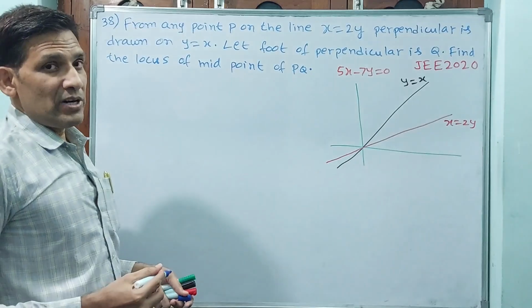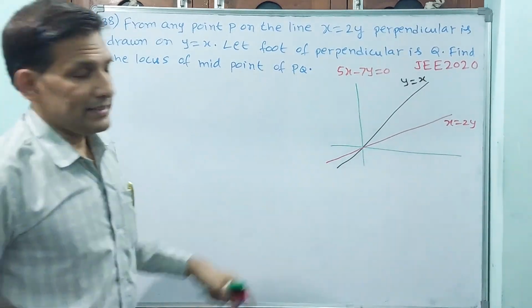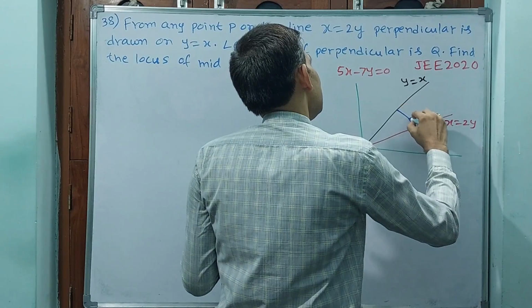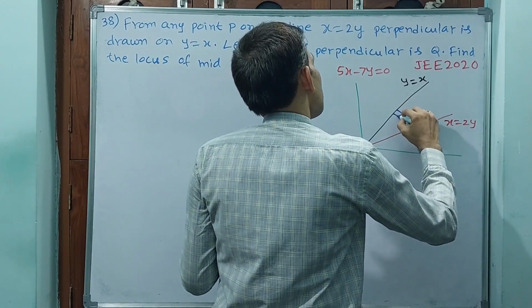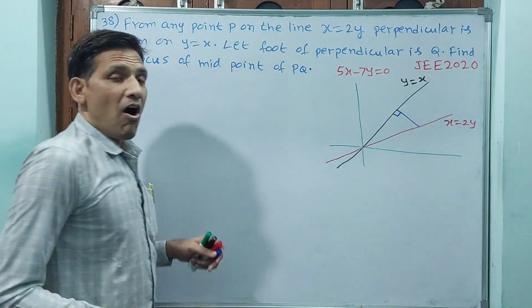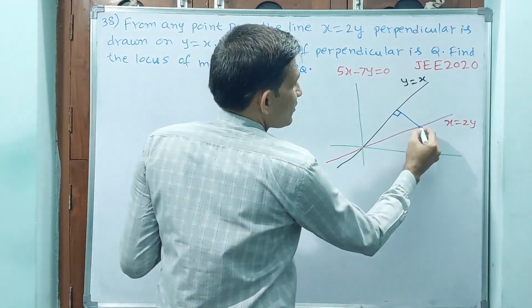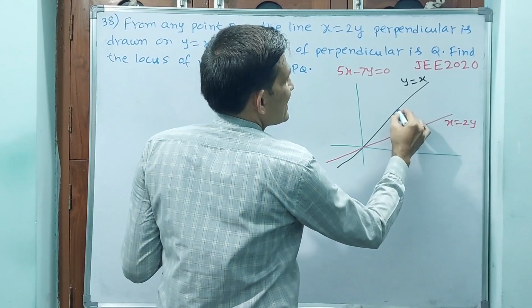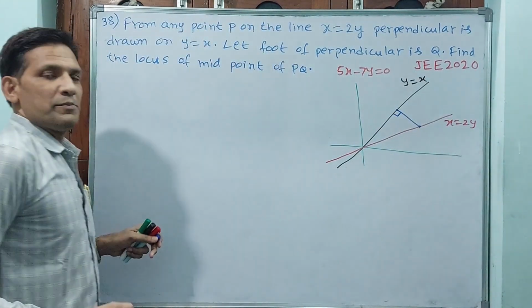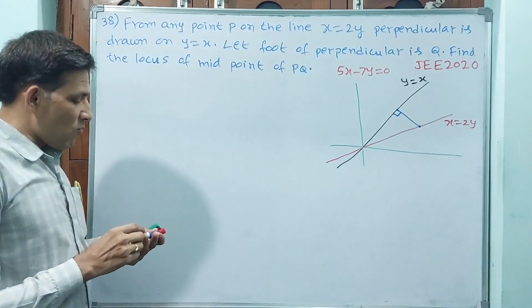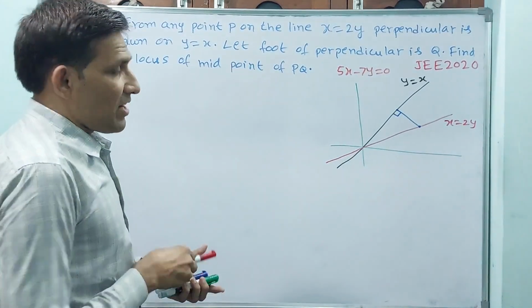See, one perpendicular is there on y is equal to x. This is perpendicular on y is equal to x, but it touches on x is equal to 2y. Okay, this concept you should know. Okay. Now what are they asking? They are asking this.